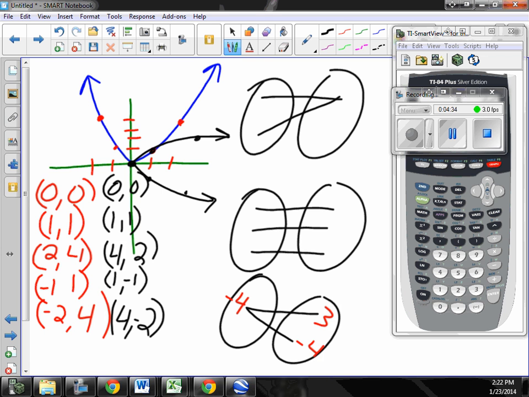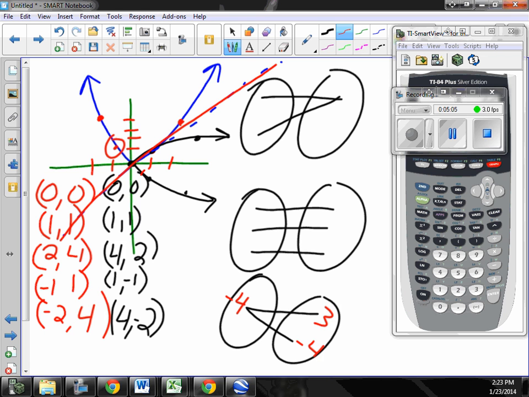Which numbers didn't change? The ones where the x's and y's were already the same value. 0, 0 flipped and became 0, 0. Same with 1, 1. And you'll notice everything on the 45-degree diagonal stayed put. So everything, let me draw it differently, on that line didn't change. Everything off the line flipped across the line.